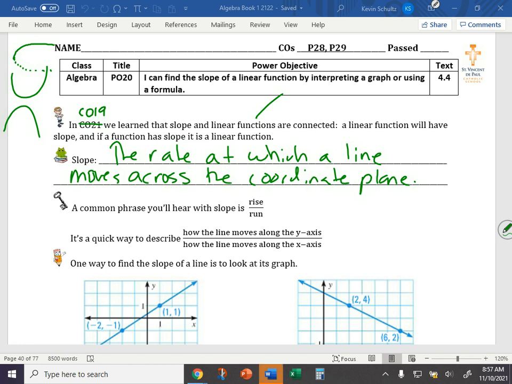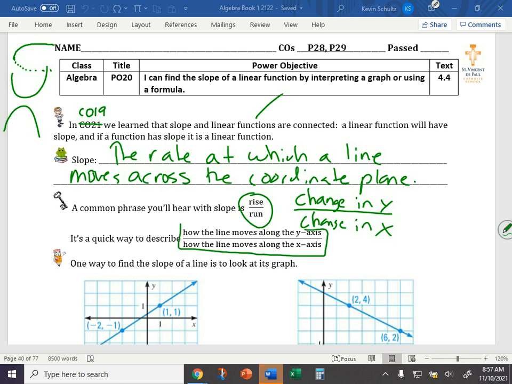And I threw out the phrase rise over run to you yesterday, and most of you recognized that. We've got that here. We also, on yesterday's objective, defined slope as the change in y over the change in x, which is pretty much what this one says too. How the line moves along the y-axis compared to how the line moves along the x-axis. There's a lot of different ways to describe or define slope. Whichever one clicks with you is the one that you should use. But truthfully, what we're looking at here is how the line moves vertically along the y-axis compared to how it moves horizontally along the x-axis.